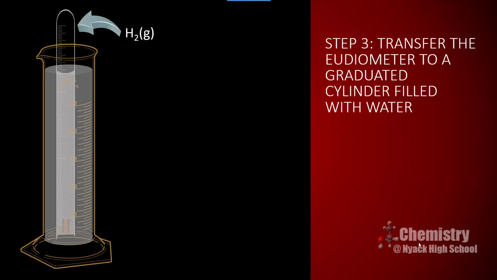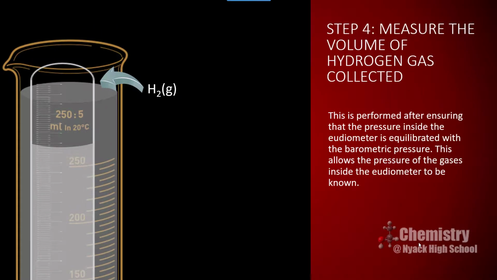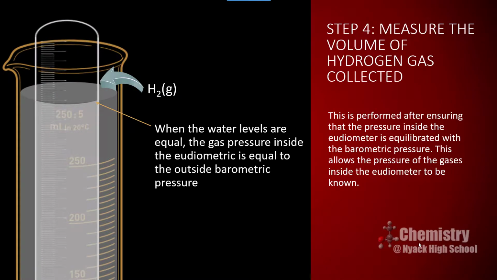The next step is to take the eudiometer and place it into a graduated cylinder that has been filled with water. The point of this is so that we can measure the pressure inside of the eudiometer. We'll do this by raising the eudiometer so that the water level inside the eudiometer is equal to the water level inside of the graduated cylinder. Doing this equalizes the pressure inside the eudiometer to the pressure outside. We do this so that we can know accurately the pressure inside of the eudiometer.